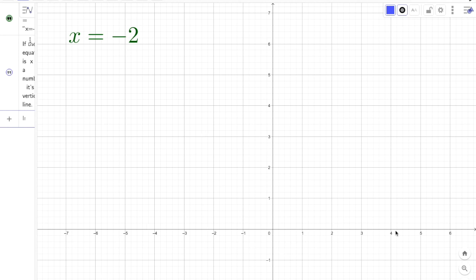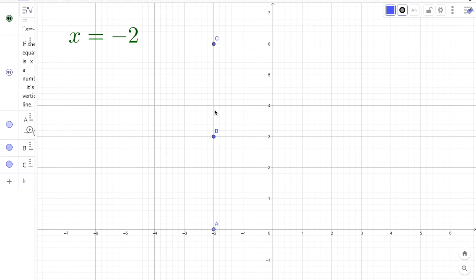So I'm going to look on the x-axis. I've got -2 being right here. So I'm going to plot a point right there. Okay. Let's look at some other places x might equal -2. If I go directly above that, I know that's going to be -2. This point is -2 and then up to 3 on the y-axis.